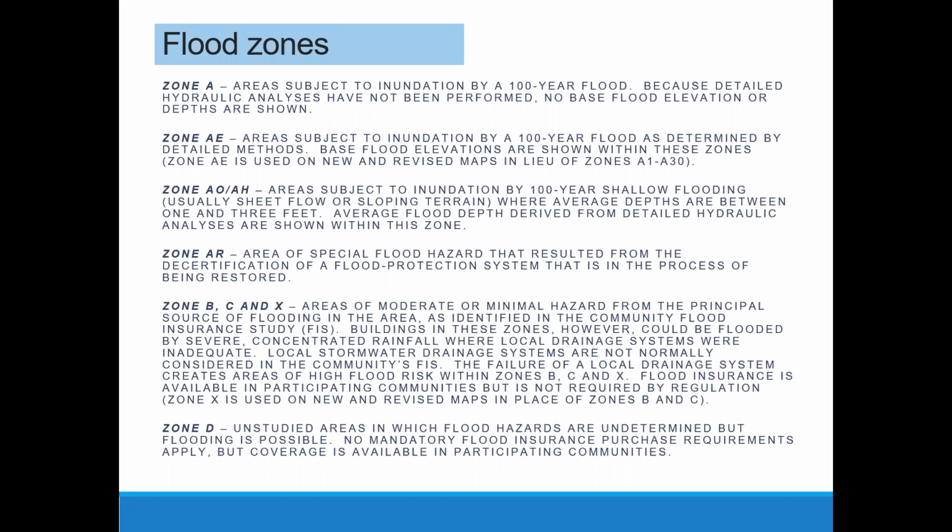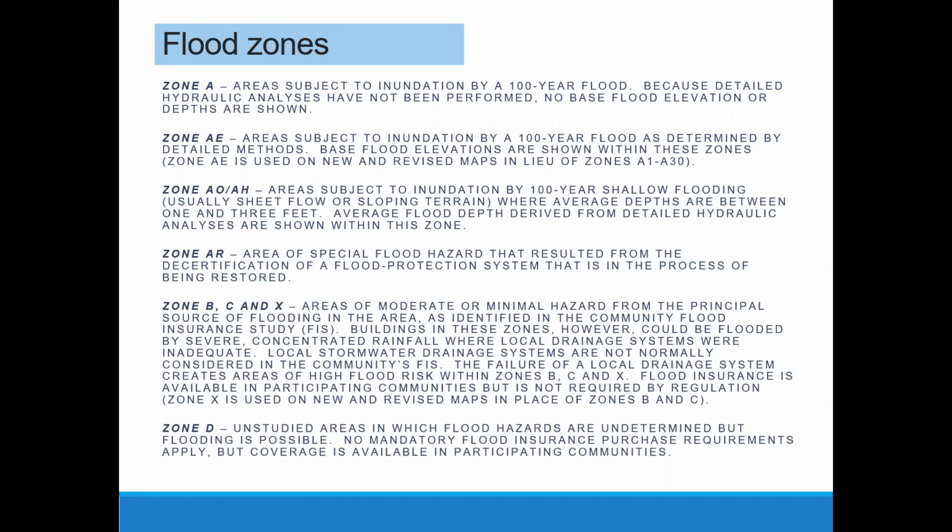Zone B, C, and X. So we talked about shaded zone X, which is the 500-year floodplain, and the unshaded zone X, which are all the areas outside of the floodplain. Those are the new determinations. That's what we call them now. They used to be called B and C. So you might see that on an older map. So if you weren't sure, that's what it is.